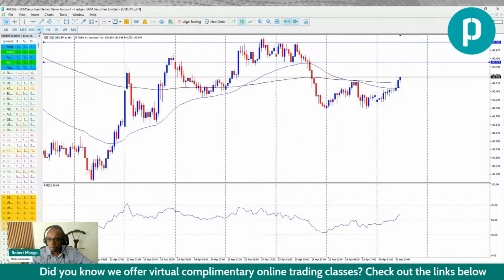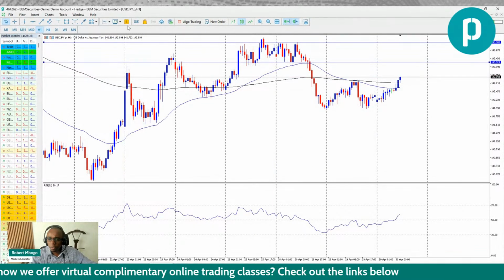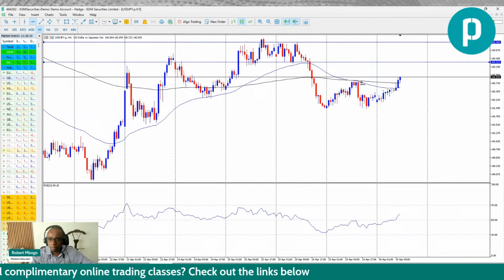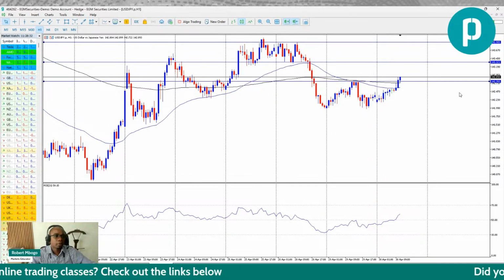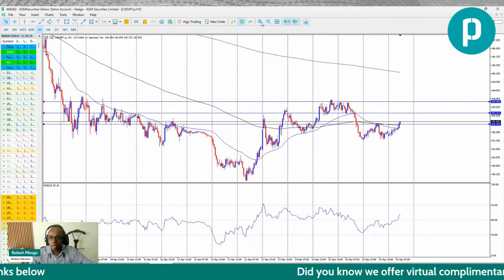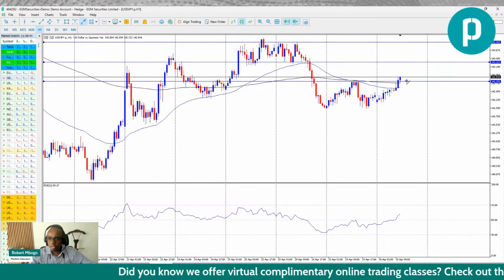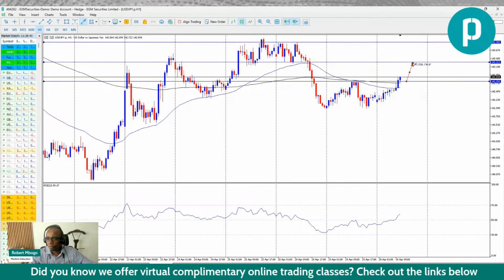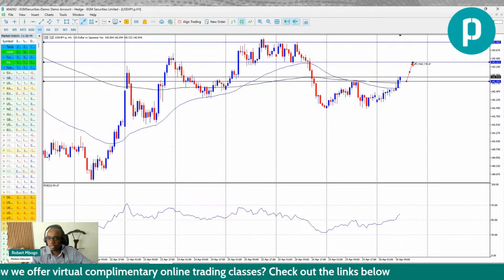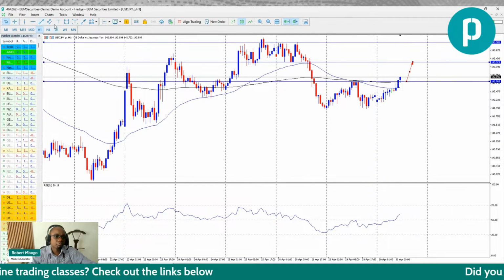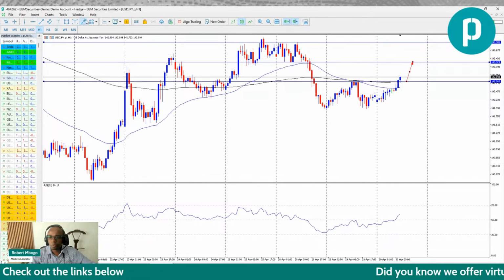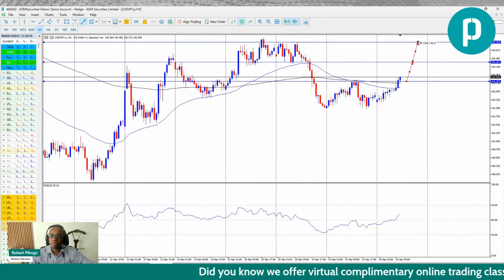Let me look at possible test. So yeah, I would probably be looking for opportunities to buy USD JPY from 142.76 to that area, and then we could also see USD JPY go to that high.